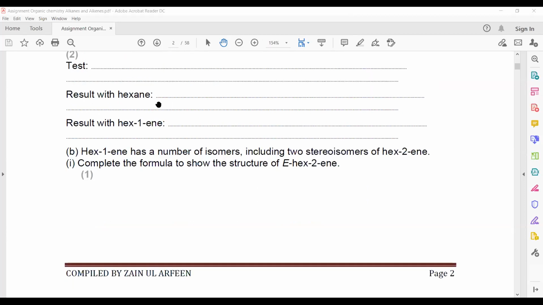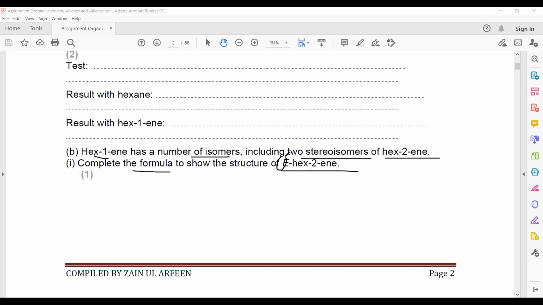The next part: hex-1-ene has a number of isomers, including 2 isomers of hex-2-ene. Complete the formula of E-hex-2-ene.